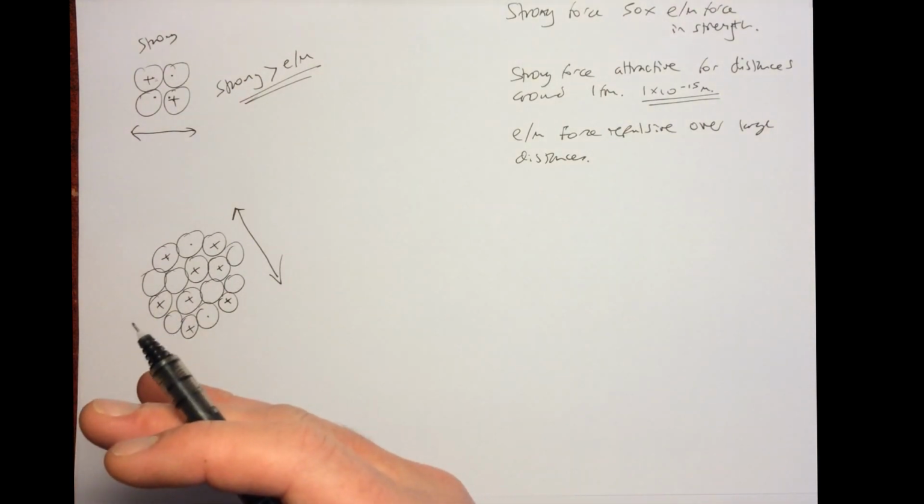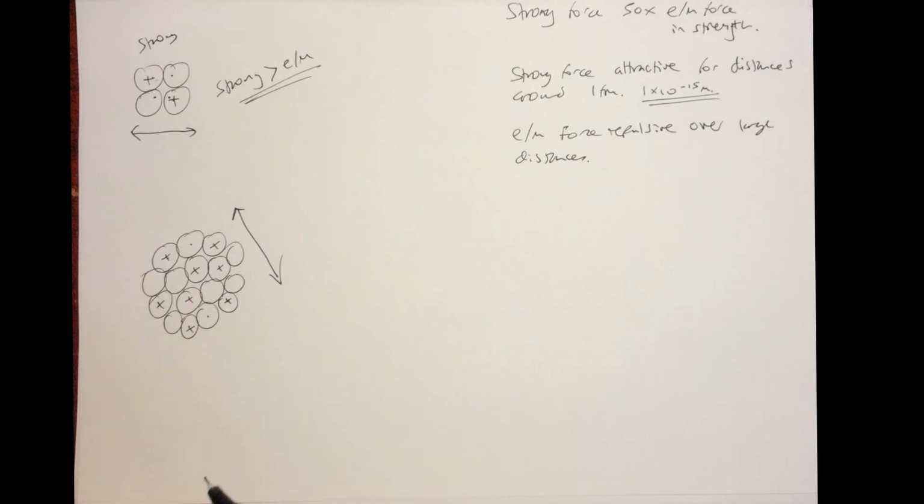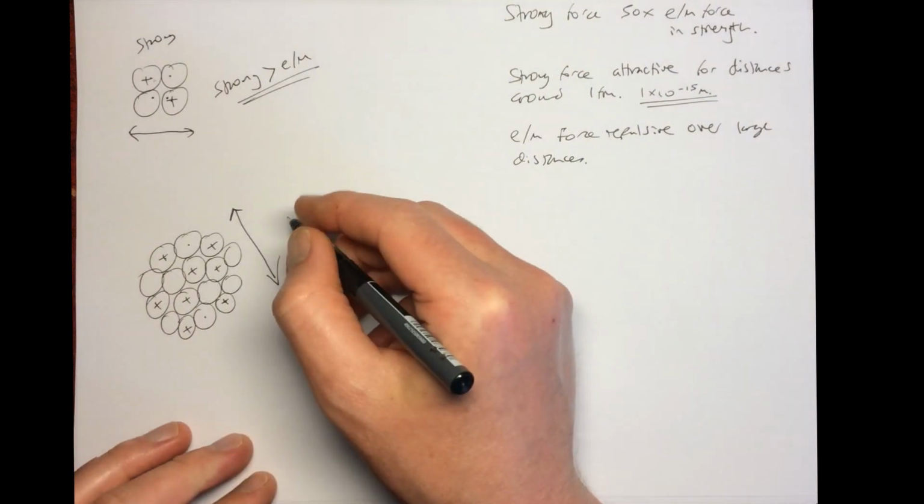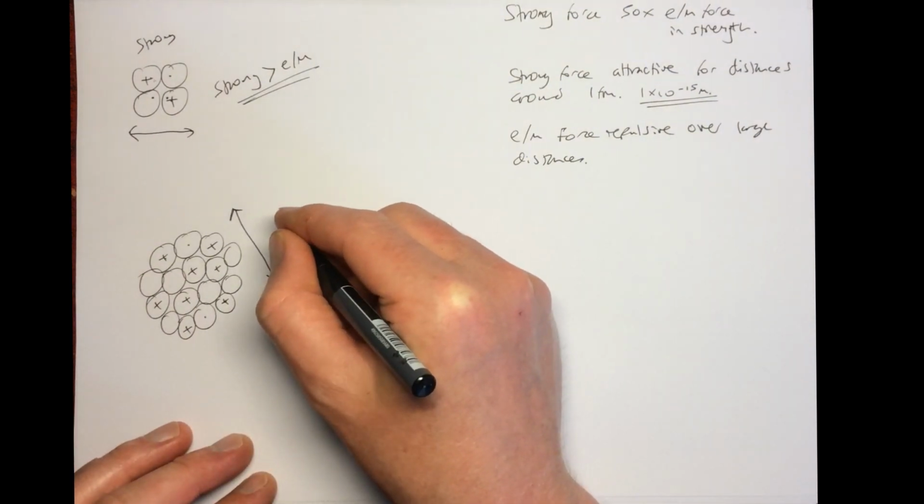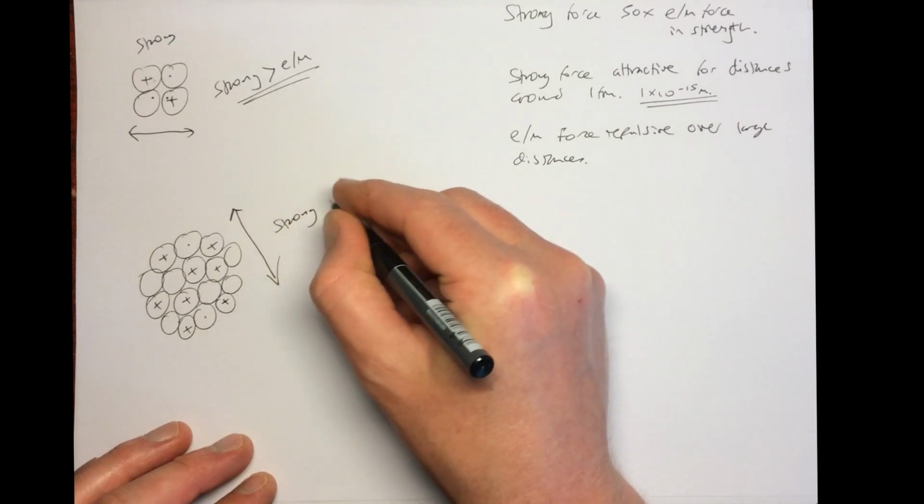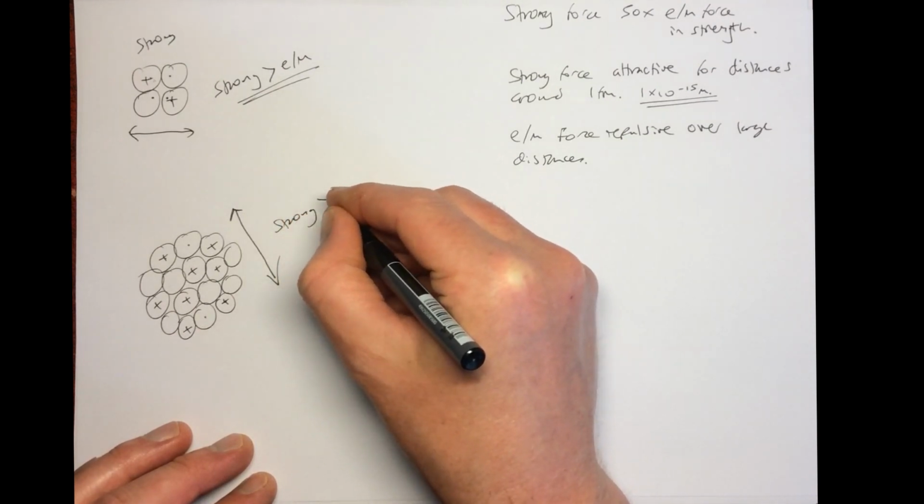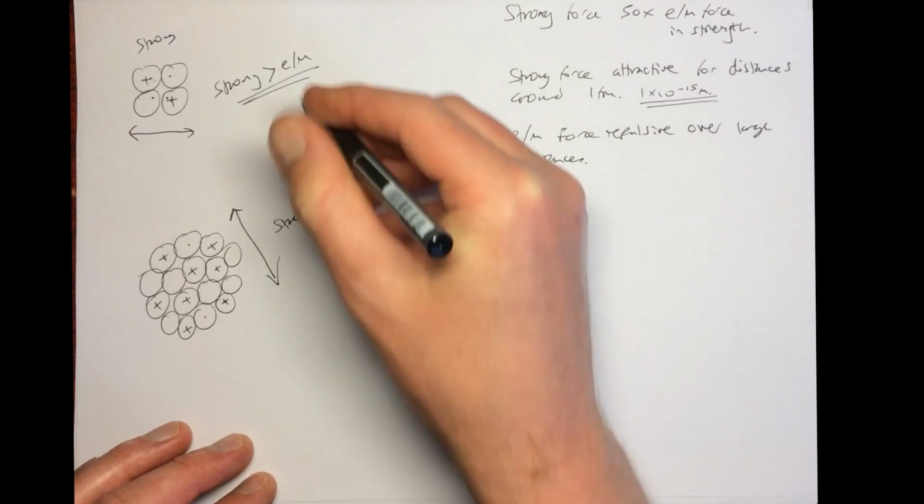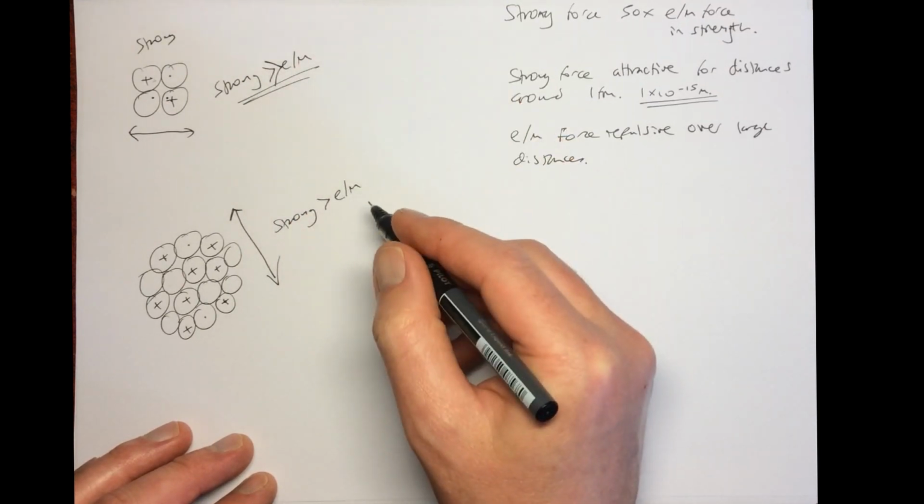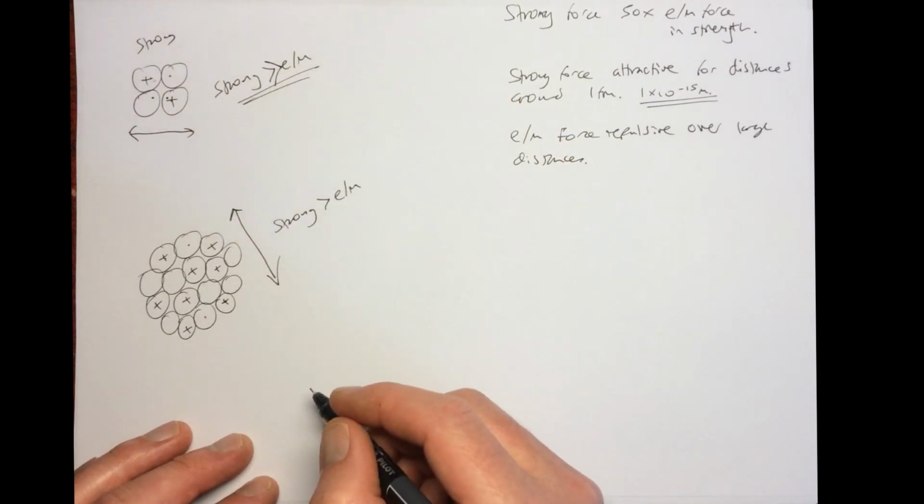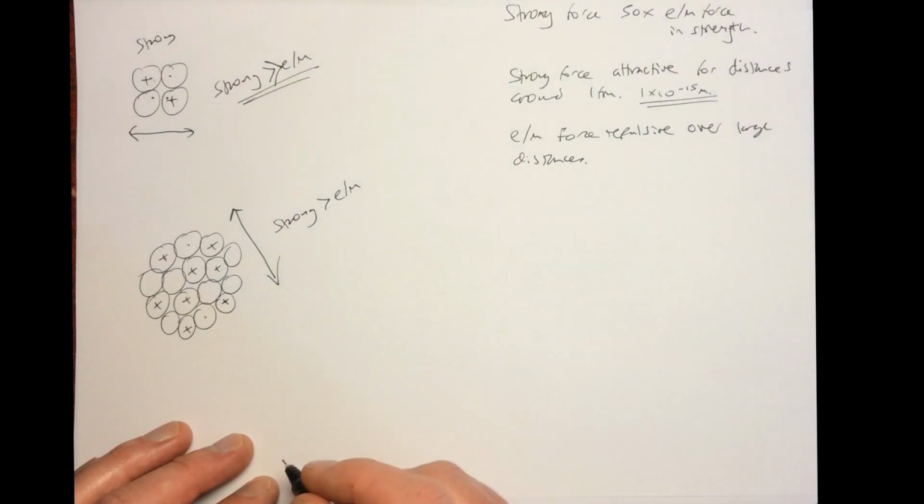increases more than the strong force increases, and that means that the strong force is still bigger than the electromagnetic force, okay, but by less. So you could say here that the strong force is much bigger than the electromagnetic force, if we just want to make it simple, but the strong force here is only a little bit bigger than the electromagnetic force, okay?